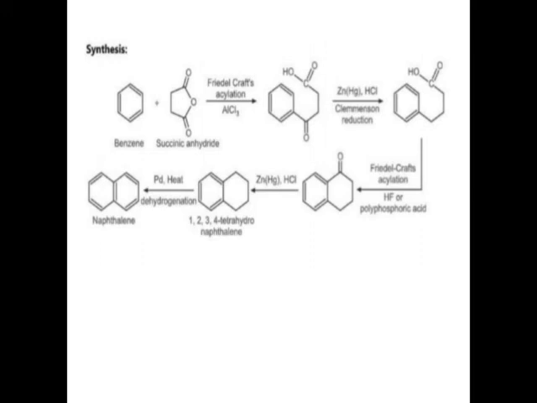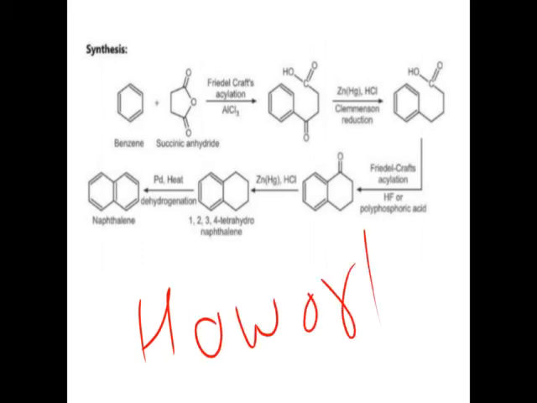Next part, that is the synthesis of naphthalene, or how the naphthalene is synthesized. Naphthalene is generally synthesized from the Haworth reaction. So this Haworth reaction takes place for the synthesis of naphthalene, and generally naphthalene is obtained from the coal tar or petroleum, which is the natural source of naphthalene, but this is the synthetic route of naphthalene.